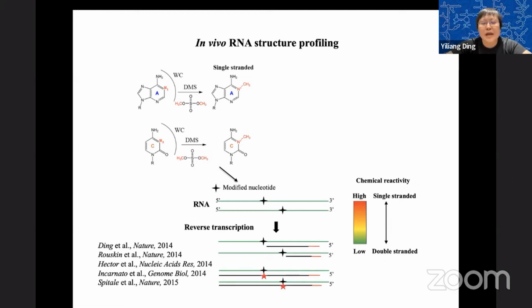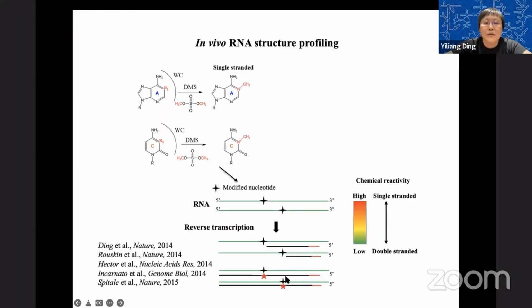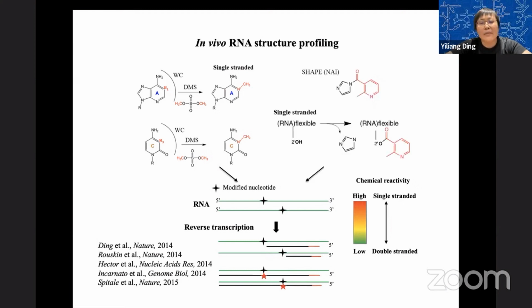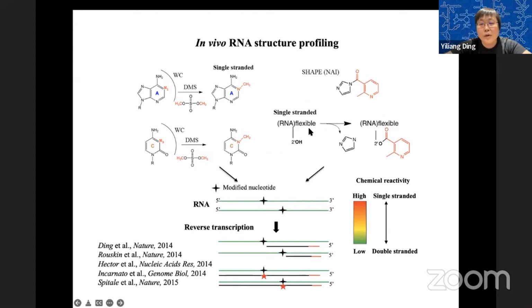We can also slightly change the reverse transcription reaction to let it bypass the modified nucleotide by introducing a mutation. You can capture this by deep sequencing all these mutations to estimate single-strandedness. We also have another chemical, which instead of modifying the nucleotide base, which we call a SHAPE chemical, acylates the 2' hydroxyl group of single-stranded RNA and puts an adduct on the RNA. Similarly, reverse transcription stalling or mutation can capture this modification, and then we can generate a SHAPE chemical reactivity.